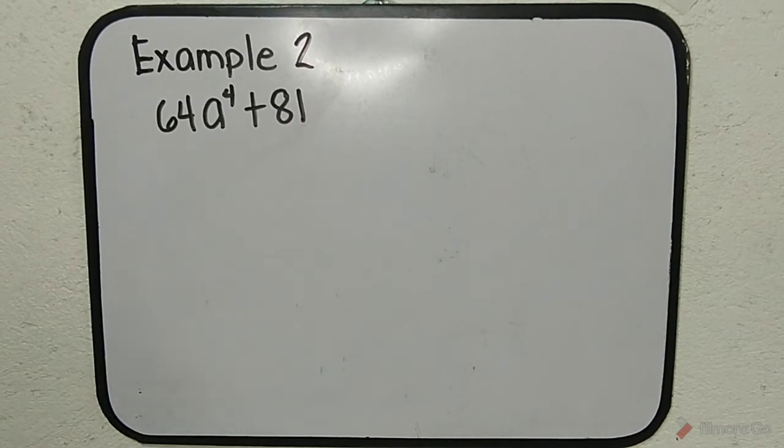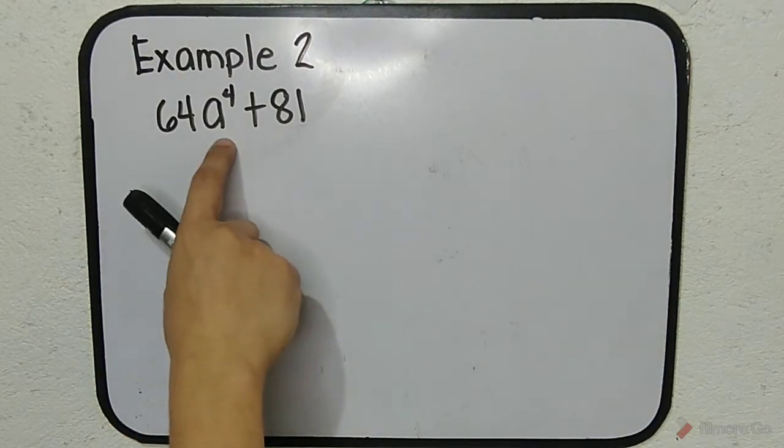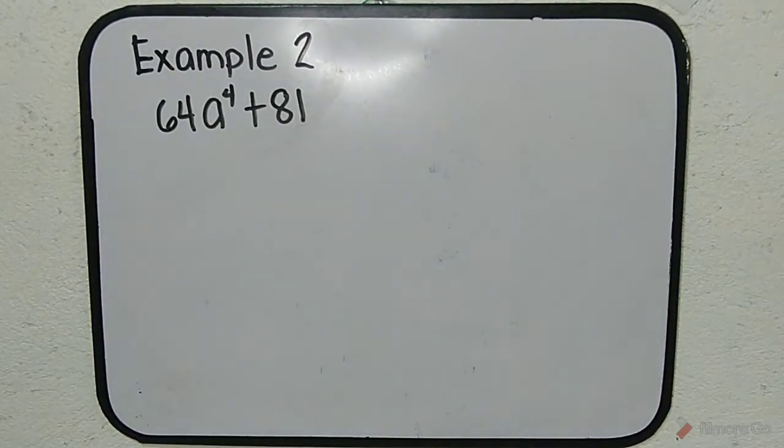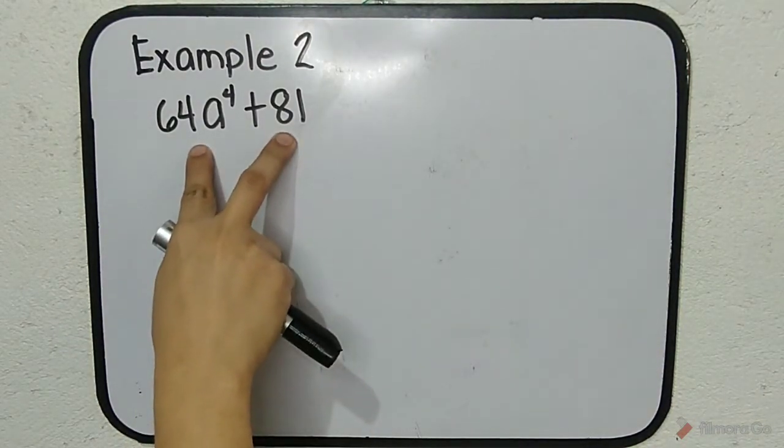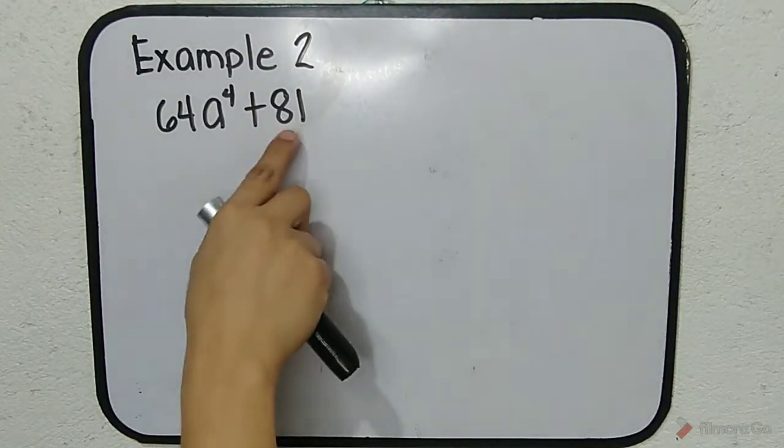For our next example, so example number 2, meron tayong 64a to the fourth plus 81. So class, once again, kagaya ng ginawa natin ng unang example, observe the given polynomial. So what must be the middle term so that the trinomial is a perfect square? So sa palagay nyo, ano yung kailangan nating middle term? Di ba dalawang terms lang tayo meron dito? 64a to the fourth and 81. Wala tayong middle term. So papaano ulit kunin yung ating middle term?